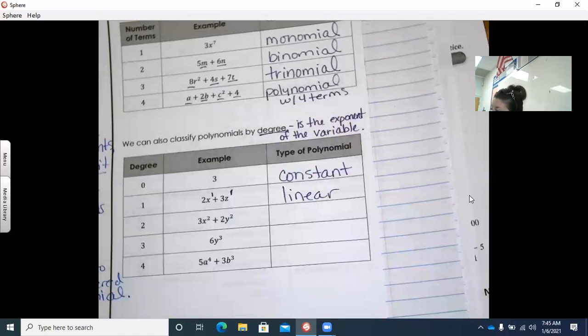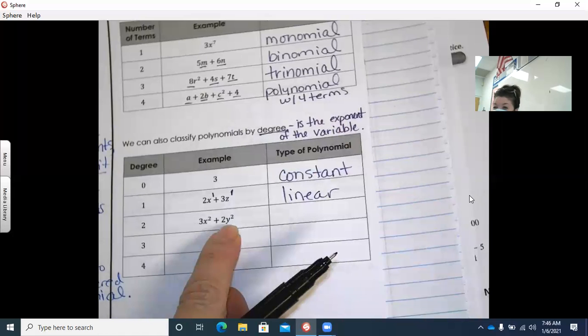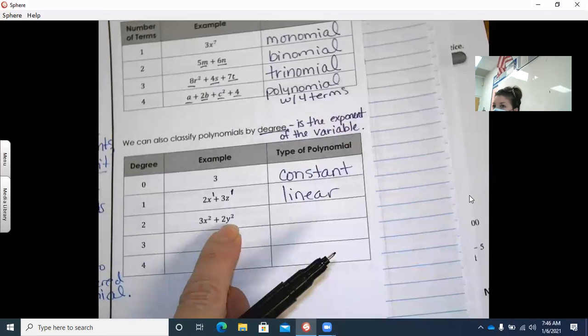The next example, how many degrees does 3x squared have? 2. How about 2y squared? 2, so the highest degree is 2. This is what we worked on all before break. What were those called? Parabolas. Start with a Q. Quadratic.